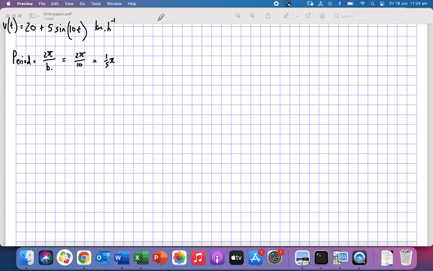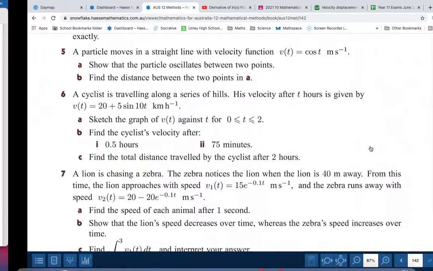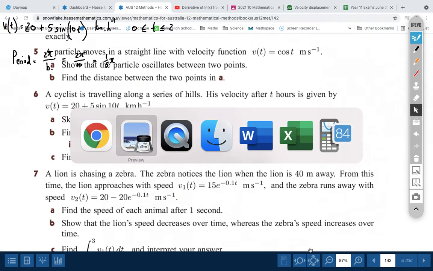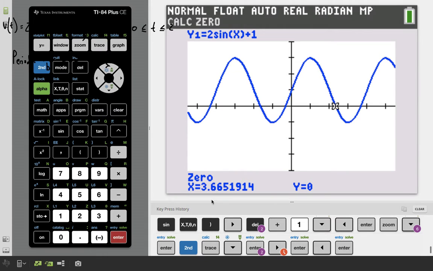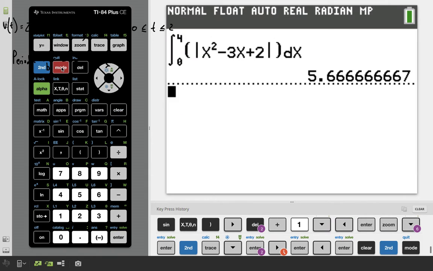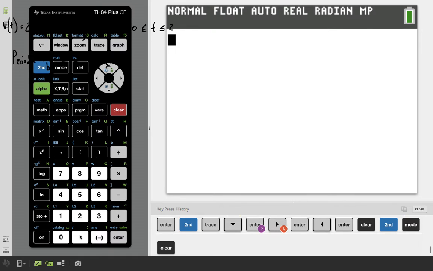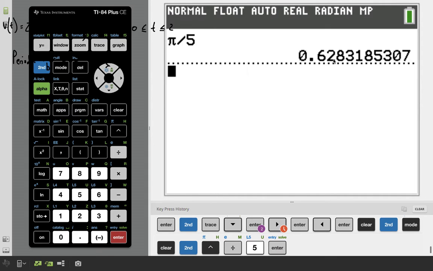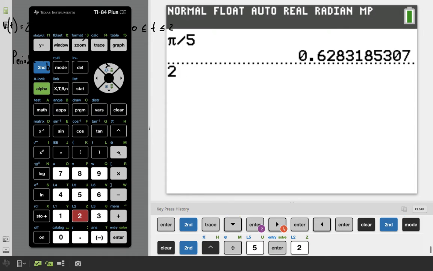And they want us to sketch, they've set up 0 to 2. So I'm just thinking, if one of these curves is 1/5 pi, I'm going to go to the calculator and find out. You get one cycle of a sine wave. There's another one. That is a different question though. Just clear everything. So if I take pi and divide it by 5, it's about 0.6. How many of those will I fit into 2?